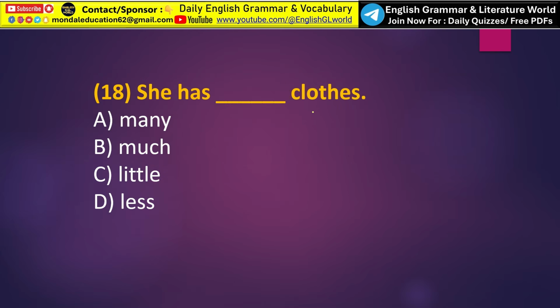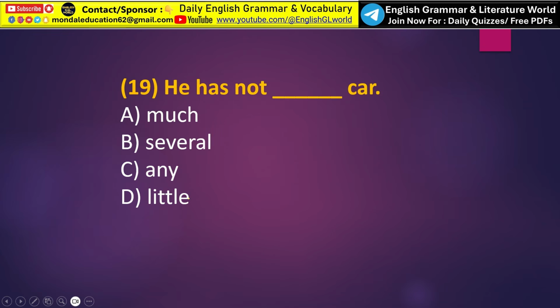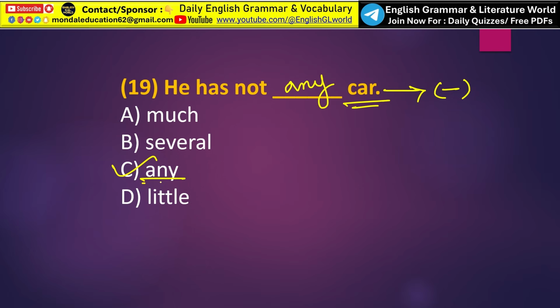Next, she has dash clothes. Clothes is a countable plural form. So before a countable noun, option A, many, is used. So she has many clothes. Much, little and less are not the correct answers. Next, she has not dash car. Again the sentence suggests a negative form. If the sentence is negative, then we have to use the determiner any. So she has not any car. That means option C, any, is the correct answer.